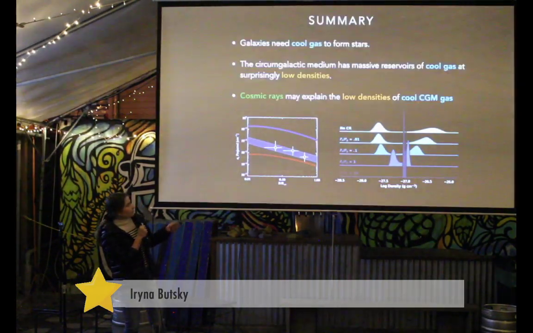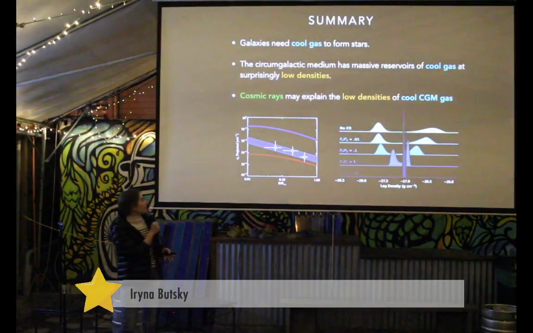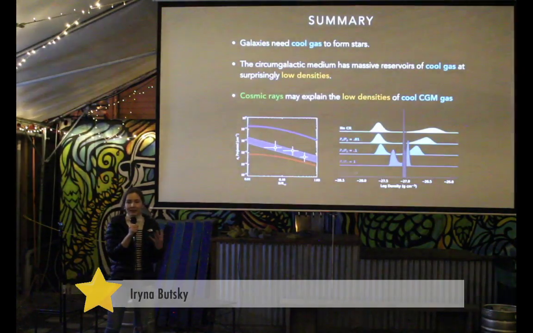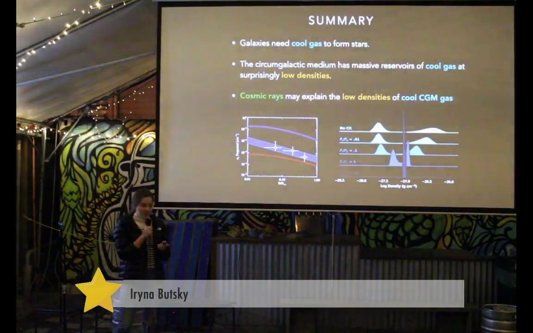And so, in summary, galaxies need cool gas to live. The circumgalactic medium has tons of cool gas, but it's at a very low density. And this low density might be explained by cosmic rays.